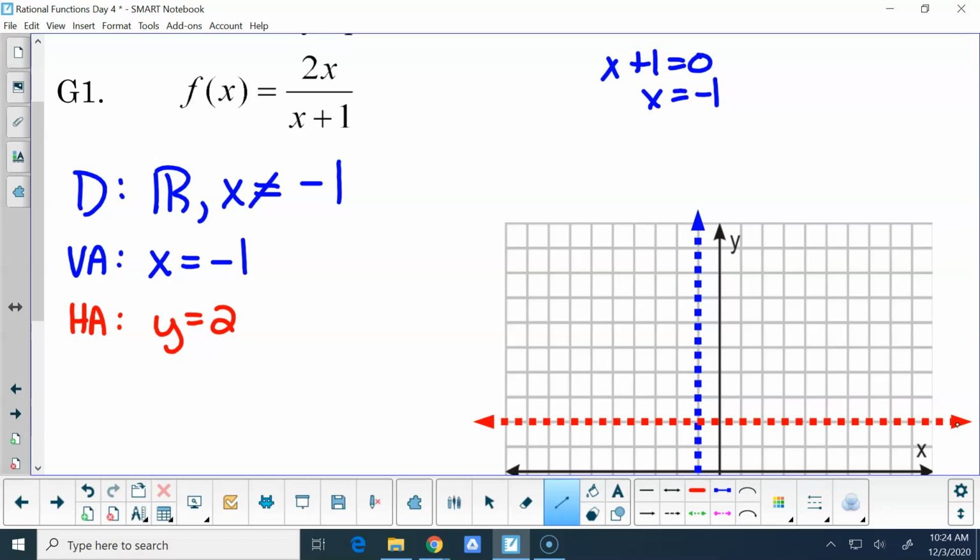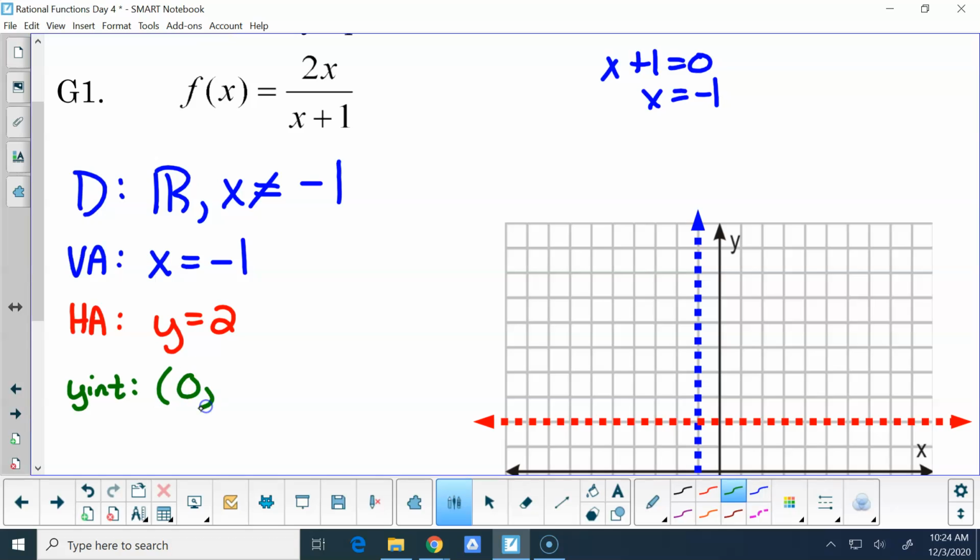Step number 3. How do I find the y-intercept? I plug 0 in. So my y-intercept is going to be 0, comma, some number. So I've got to find f of 0. That's going to be 2 times 0 all over 0 plus 1. 2 times 0 is 0. 0 plus 1 is 1. 0 divided by 1 is 0. So I go through the origin for my y-intercept.